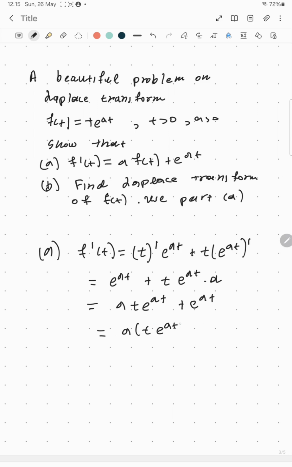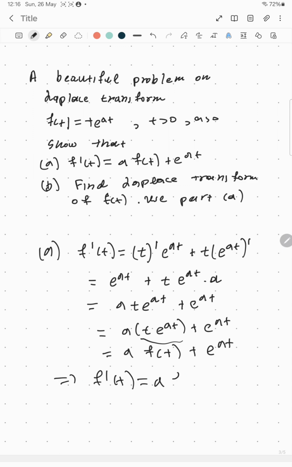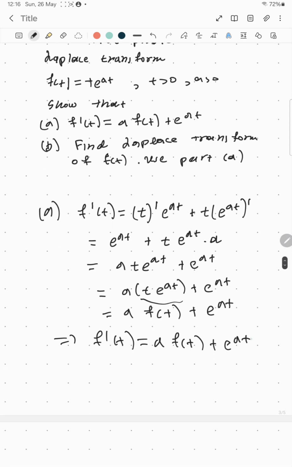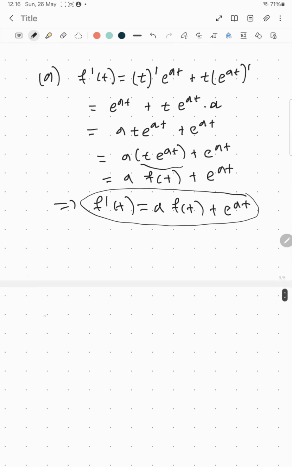So we can polish it a little bit. This bit here is my function f of t, and I rewrite the exponential. So what I get is f prime of t equals a f of t plus e to the power of a times t. So I have proved the first question. Now let's go to part B.